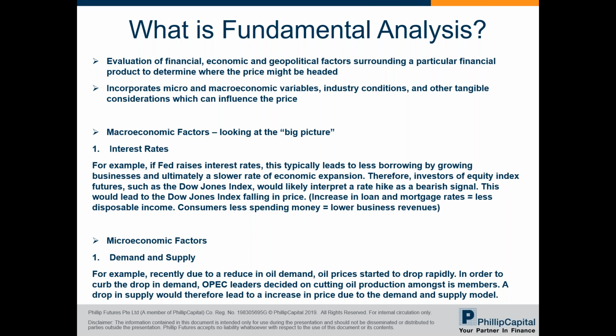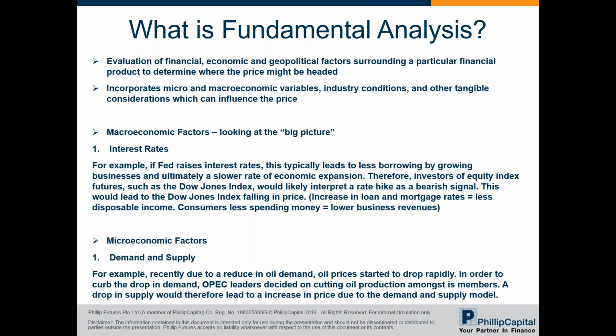Dow Jones is a composite of 30 different companies, which I'll be covering more in my slides. So if the businesses have less revenue, they report less, therefore stock price falls, therefore the Dow Jones index falls in price.